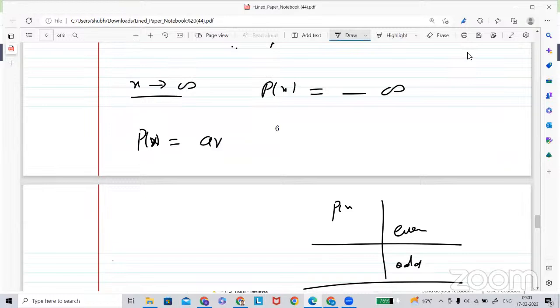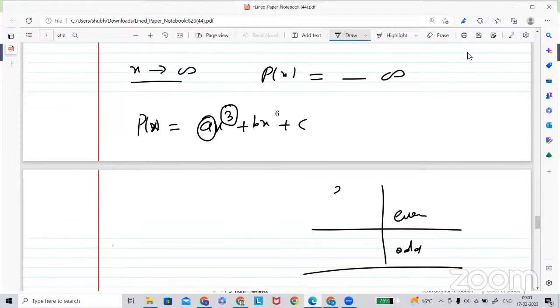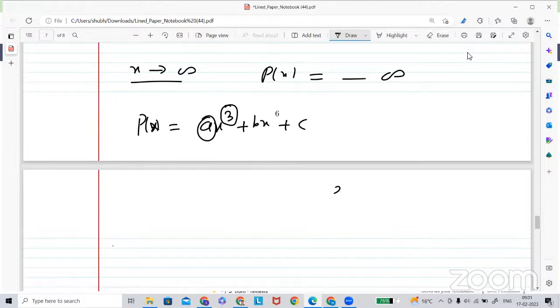Suppose the polynomial is a times x cube plus bx plus c. So in the starting you said this is a stretch factor. We just discussed why it is a stretch factor. Yes, sir. The end behavior also depends on the degree, along with the stretch factor. So simply I am telling it here, no need to remember. With an example, we can see.